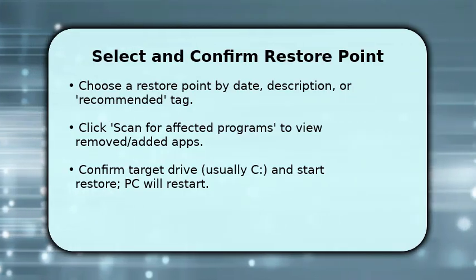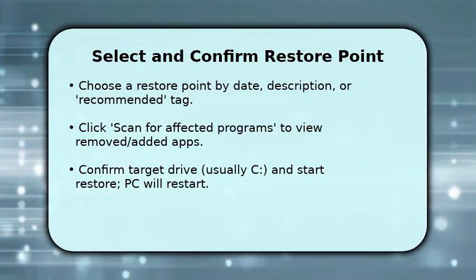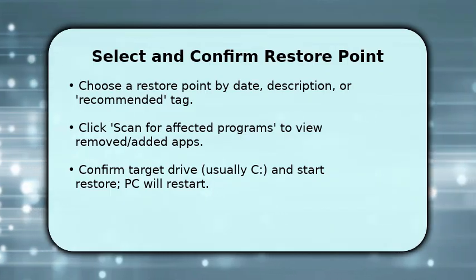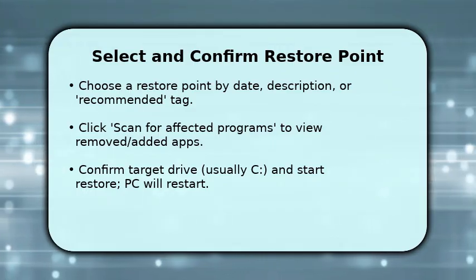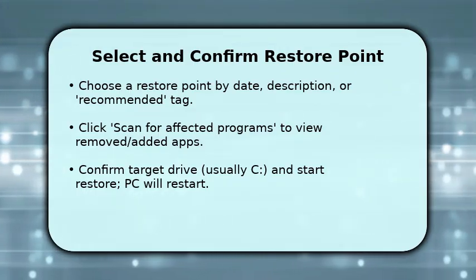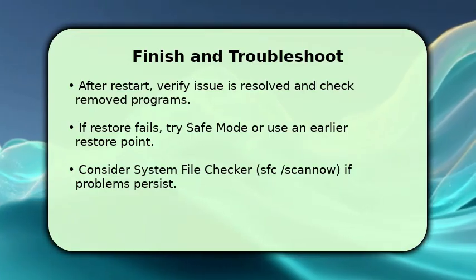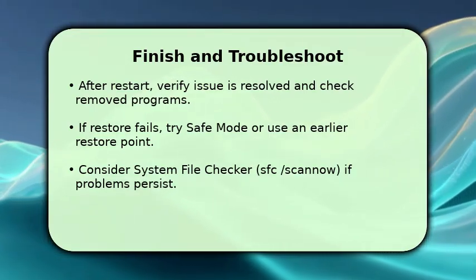The system will warn you it cannot be interrupted. Accept that. Your PC will reboot and apply the restore. This can take several minutes, so let it complete without power loss. After the restart, Windows reports whether the restore succeeded. Check applications and settings to confirm the problem is fixed.